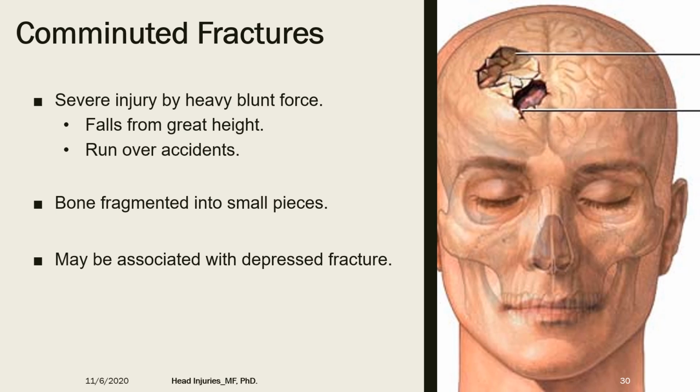Comminuted fracture. This happens by severe injury by a heavy blunt force. An example for that is falling from a great height or run over accidents. The bone is fragmented into small pieces, and maybe it is associated with depressed fracture. Most of the time it is also associated with depressed fractures.